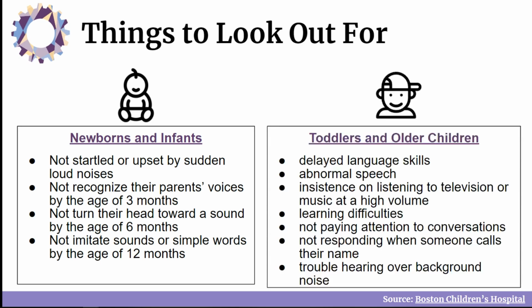For toddlers and older children, be aware of these signs: delayed language skills or abnormal speech patterns, which can indicate hearing problems; an insistence on turning the volume high on the TV or music, which may suggest difficulty hearing at normal levels; general learning difficulties, which could be related to an inability to hear clearly in educational settings; lack of attention to conversations and not responding when called by name, which are crucial signs of possible hearing issues; and trouble hearing over background noises, which affects how well they can follow conversations in noisy environments.